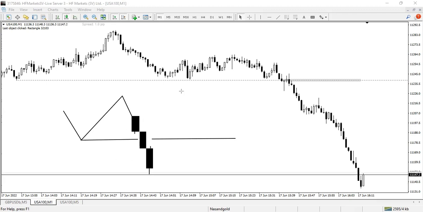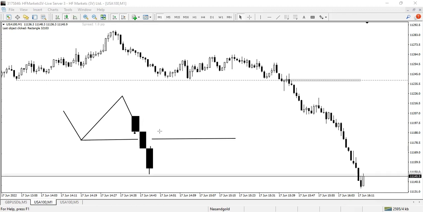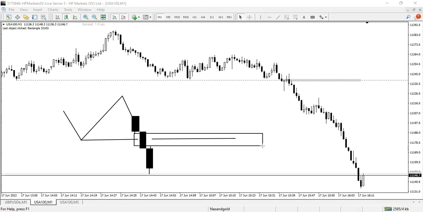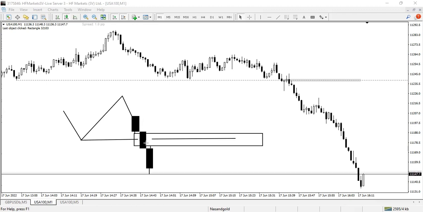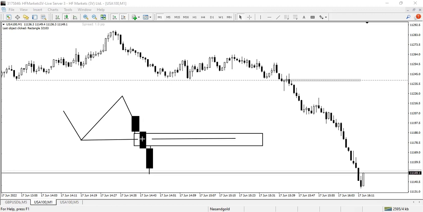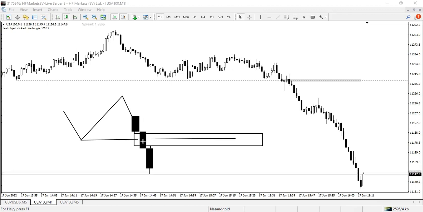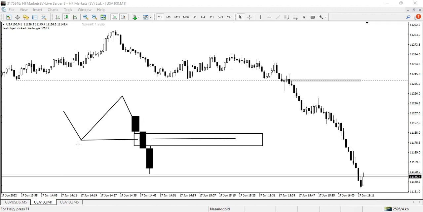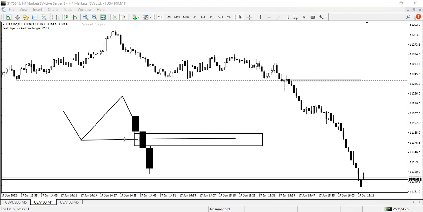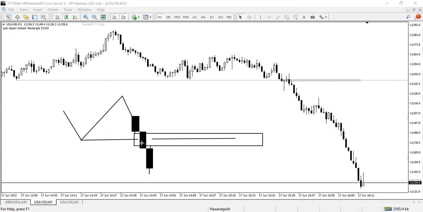When that happens, I focus on this area right in here as being fair value for more selling. Now, what does that mean? It means that the stops that were resting down here, they were not bought right here. Market maker was selling. This is volume. Bodies represent volume, right?